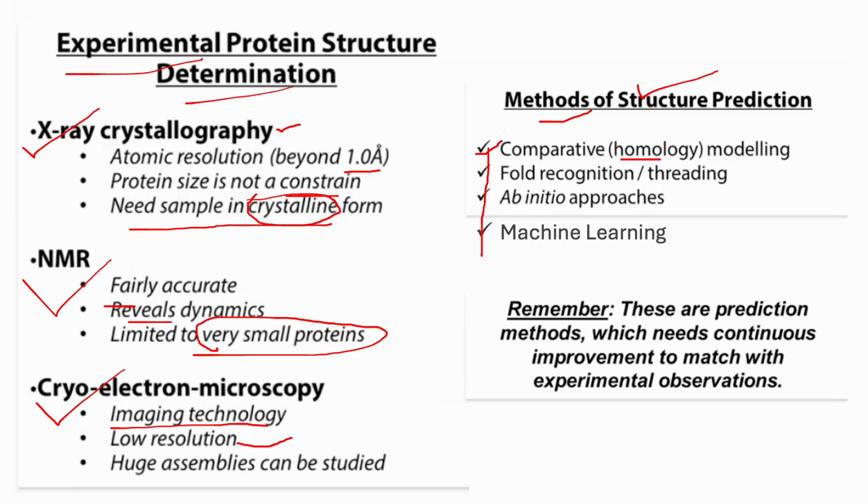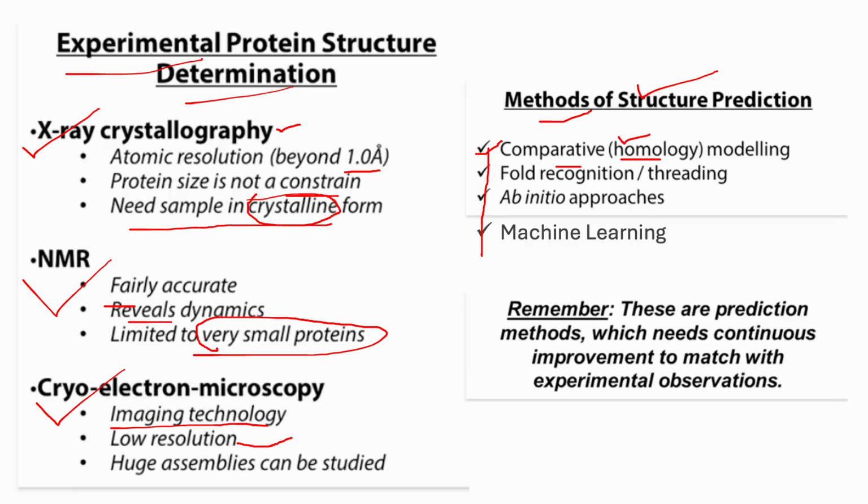That means in homology modeling it's comparative. There must be one structure which is known, and then we find whether the sequence which will be predicted is similar to this model or this structure. That's why it's called homology modeling.